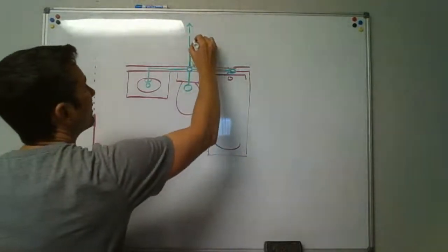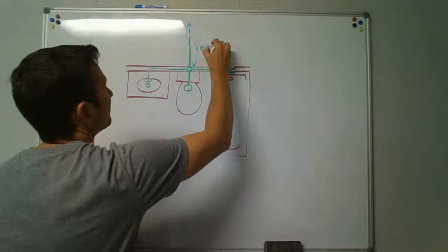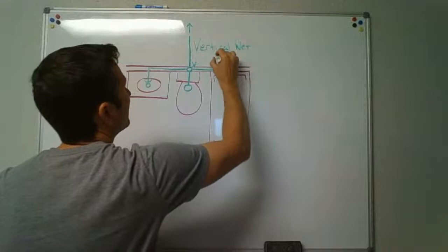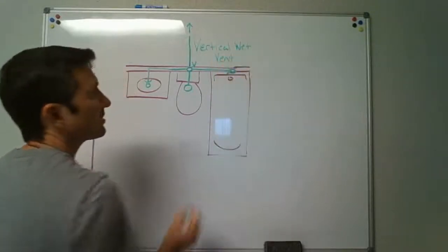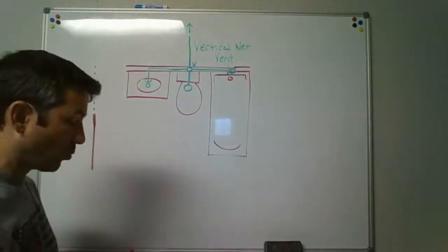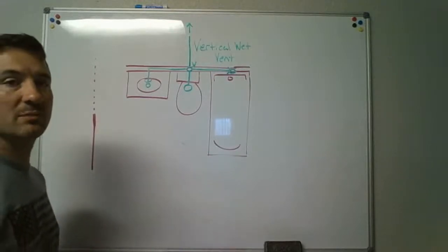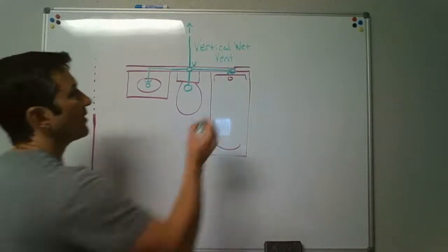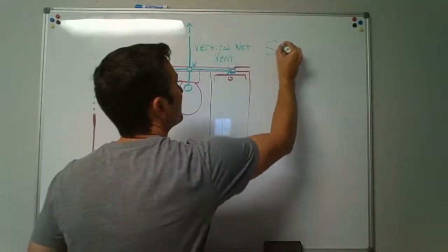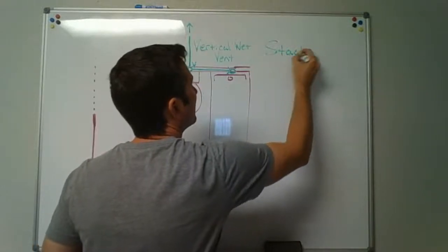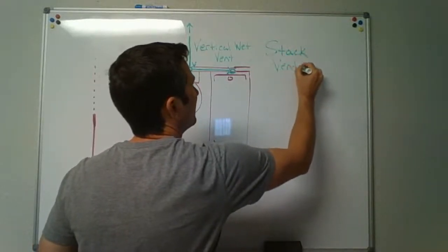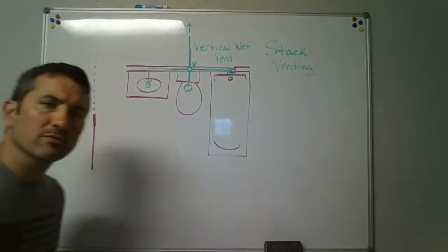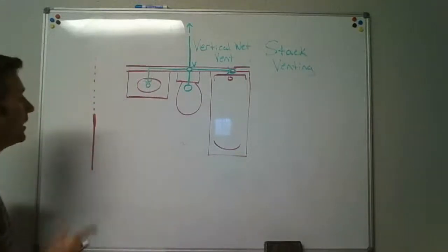But we are doing a vertical wet vent. That's what your code book is going to call it. Your code book is going to call it vertical wet venting. If you remember us talking about it in class, we said that some of your older time plumbers, they're going to call that stack venting. Okay, stack venting is what they'll call it. I don't know how well that green is showing up. So we're coming off here.